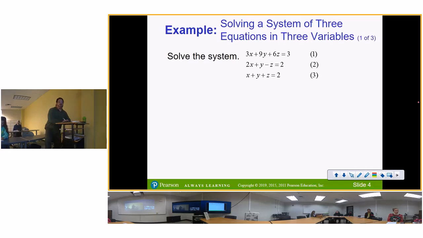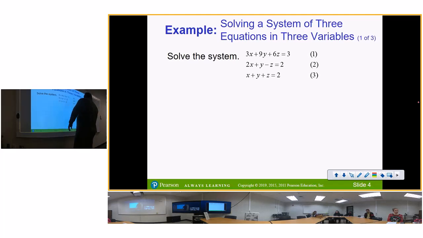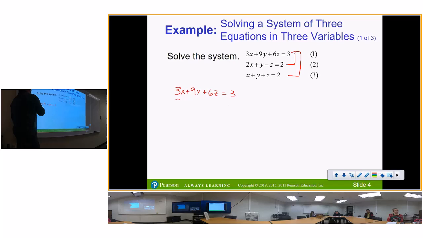The first thing you're going to do is pick number 1 and number 2, and number 1 and number 3. Now you can pick 2 and 1, 2 and 3, 3 and 1, 3 and 2, but one of them has to be represented twice. So I'm going to pick these 2 and these 2. And I'm going to put over here 3x plus 9y plus 6z is equal to 3, and 2x plus 1y minus 1z is equal to 2.